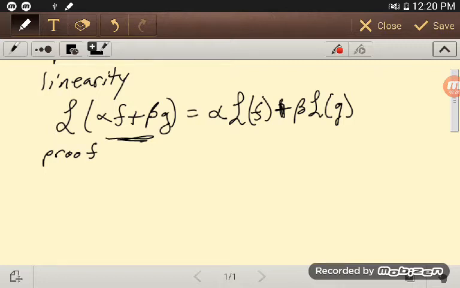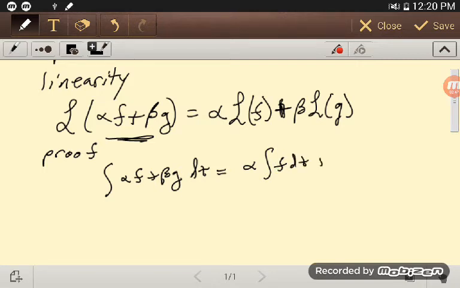Remember that if I were to take an integral of alpha f plus beta g dt, then we already know that this is alpha times the integral of f dt plus beta times the integral of g dt. Okay, so we knew that. So we're really using that property. We're also using the property that we can just multiply through by this e to the negative st.